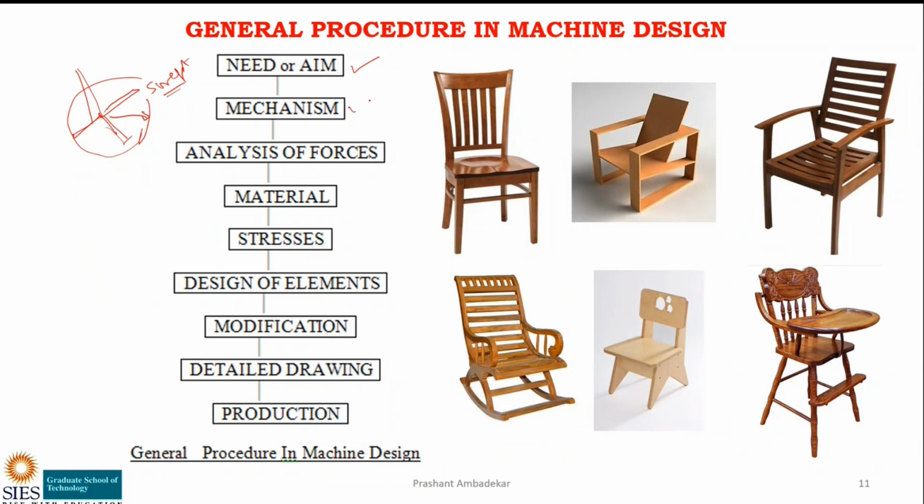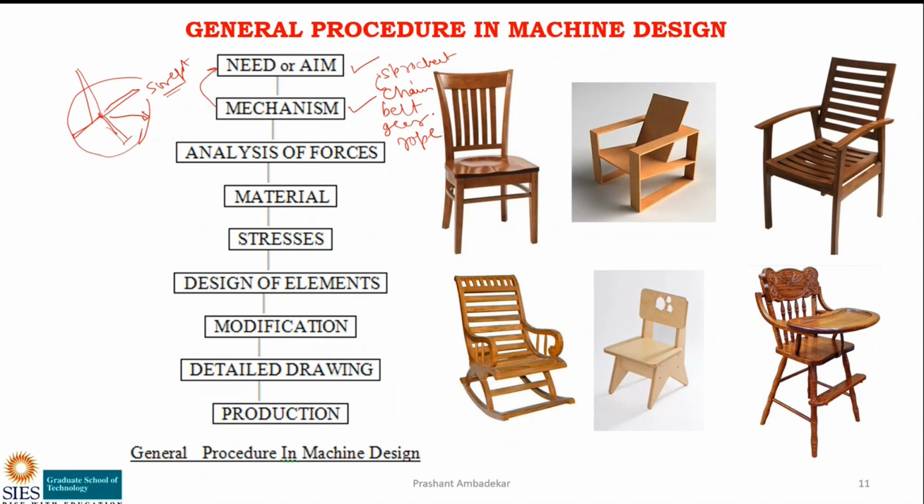Second is what are the various mechanisms that will be used. Mechanisms can be, sometimes, not in this case, we can use chain drive, belt drive, gear drive, sprocket mechanism, chain and sprocket mechanism. It's similar to this. Sometimes we can use a rope mechanism. So which mechanism will fit in the product that we are going to design? It depends on the need of the product.